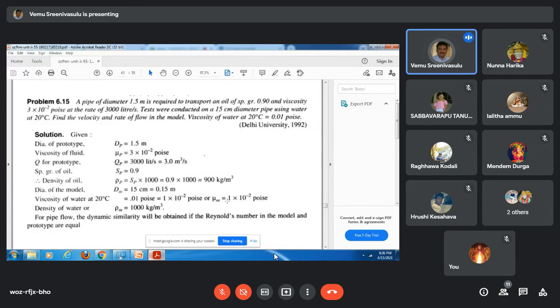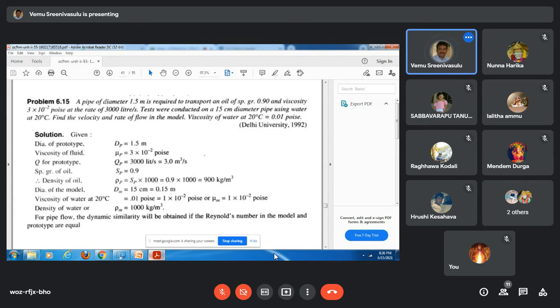So we'll see one example of how the model is constructed. A simple example: a pipe of diameter 1.5 meter is required to transport oil of specific gravity 0.9 and viscosity 3 into 10 to the power of minus 2 poise at the rate of 3000 liters per second. This is the actual prototype.